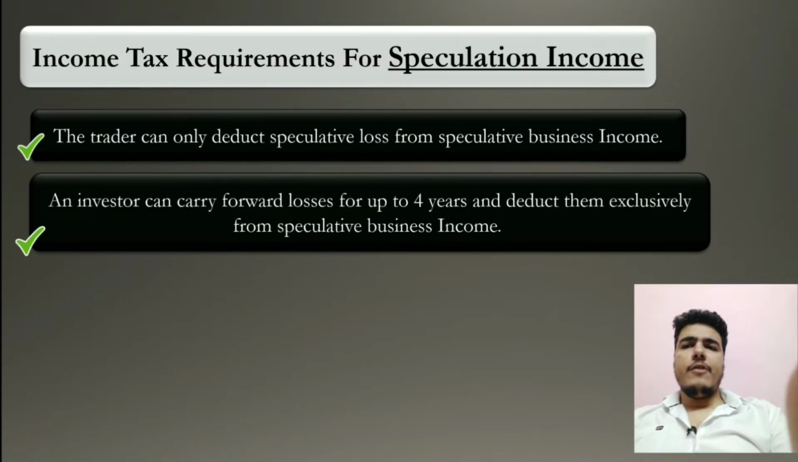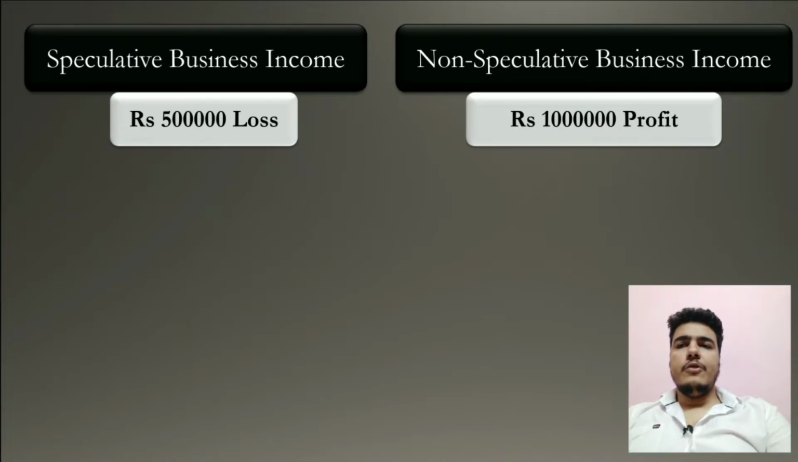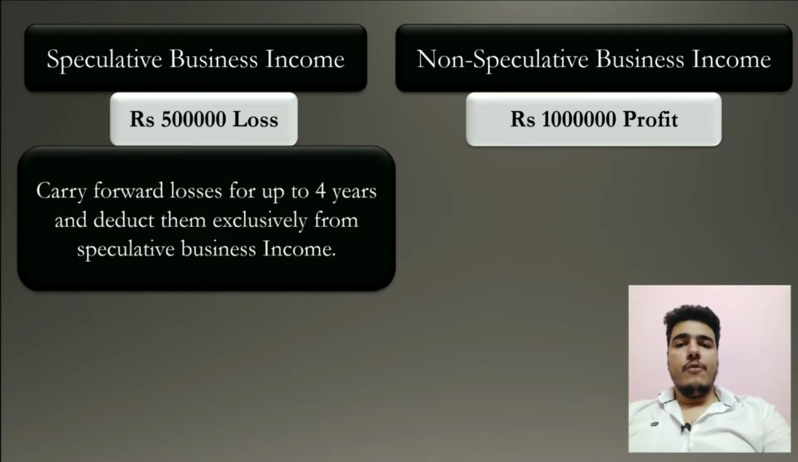And the next requirement from income tax is that the trader can carry forward the loss for up to 4 years. Okay, so let's take the same example. You have a 5 lakh loss in speculative business, and in non-speculative business you have 10 lakh profits. So now you cannot set off, but you can carry forward this 5 lakh loss, but you have to file an income tax return for that. You cannot carry it forward without filing an income tax return. You have to file the income tax return, and you can carry it forward for up to 4 years, and you can deduct it exclusively from speculative business income.